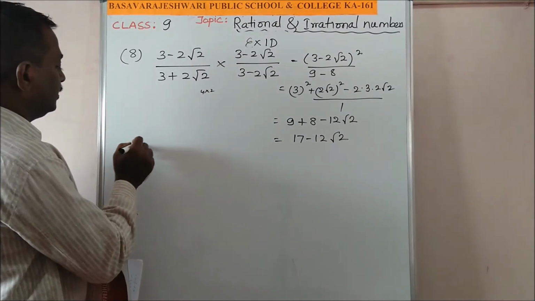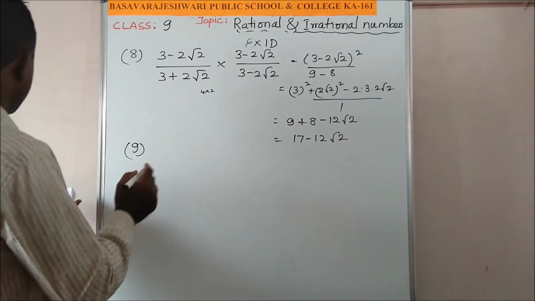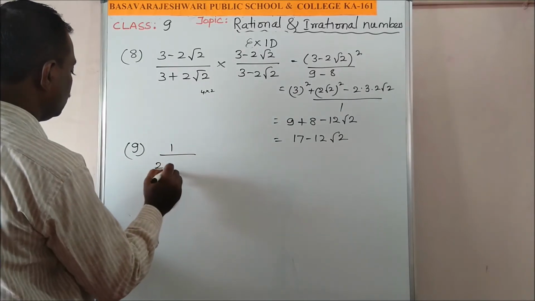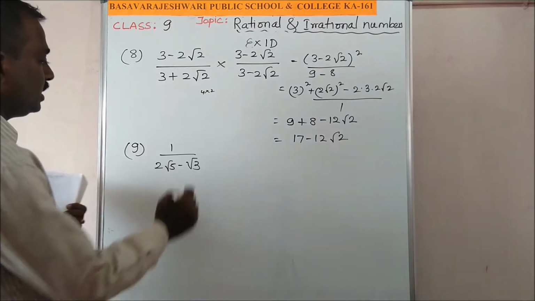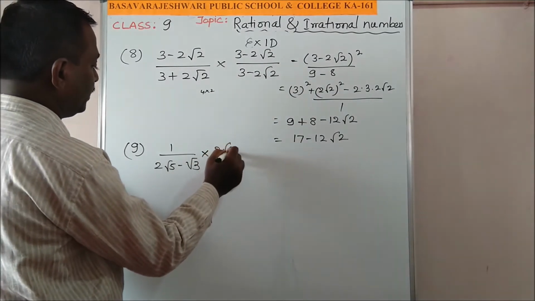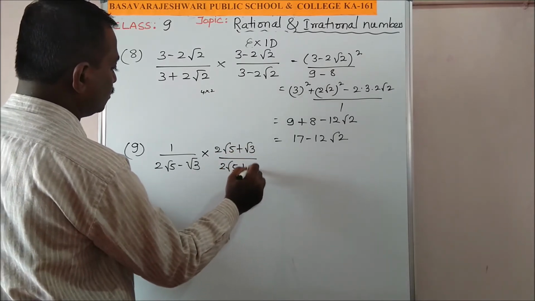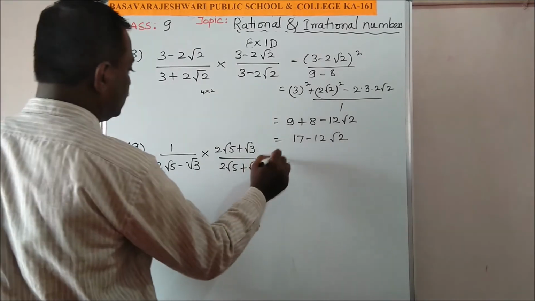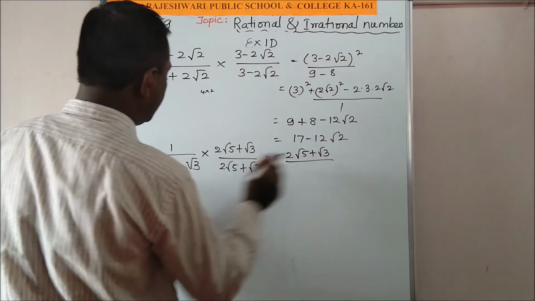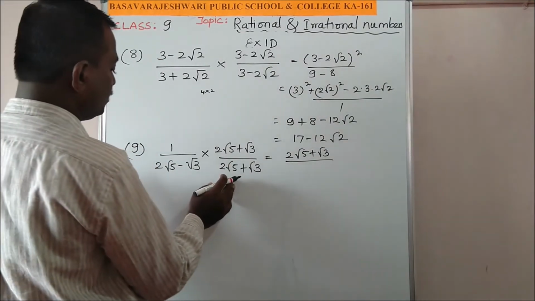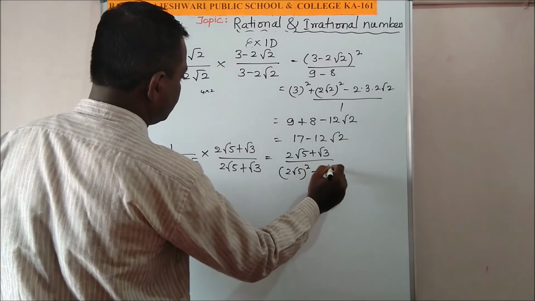Question number 9: 1 by (2 root 5 minus root 3) into (2 root 5 plus root 3) by (2 root 5 plus root 3). That is equal to (2 root 5 plus root 3) by (a minus b) into (a plus b), which is a square minus b square.